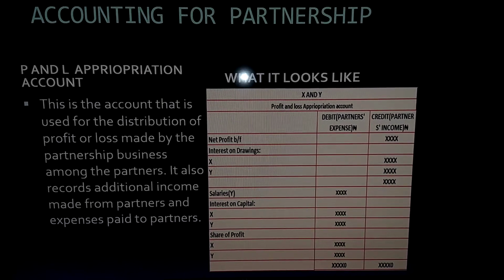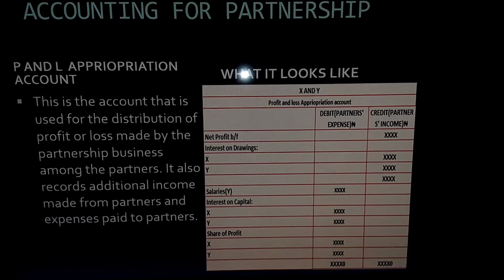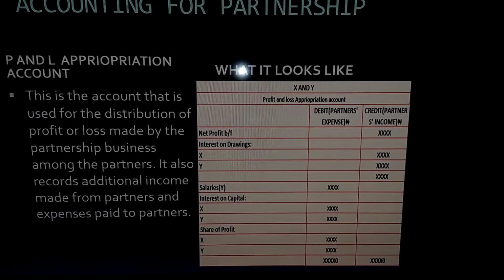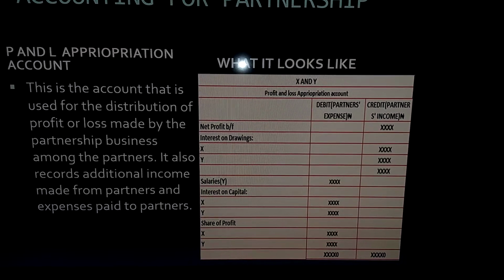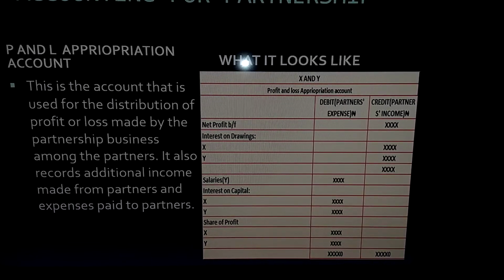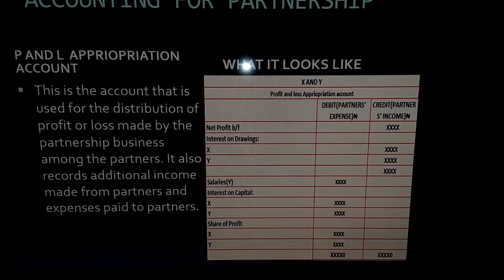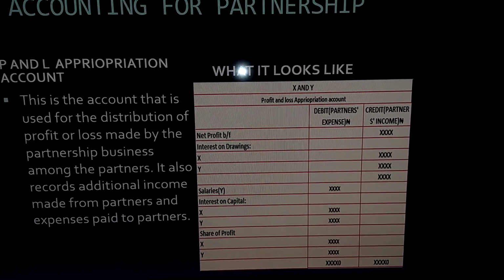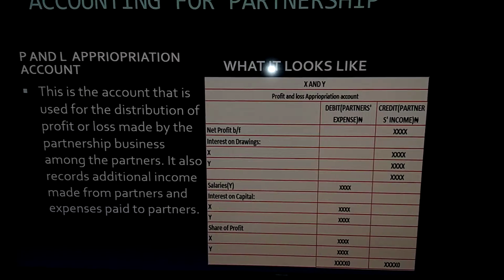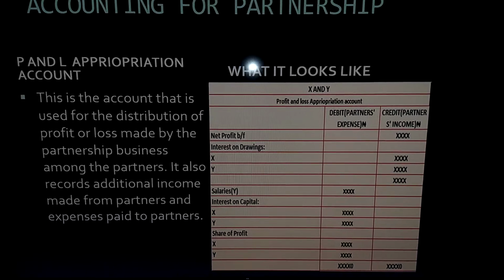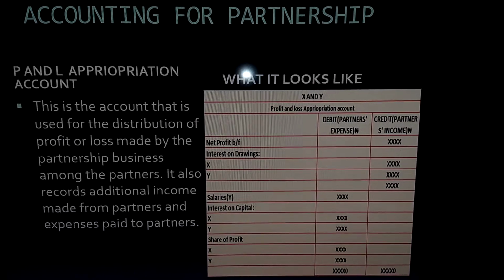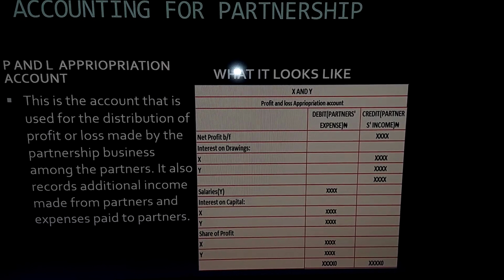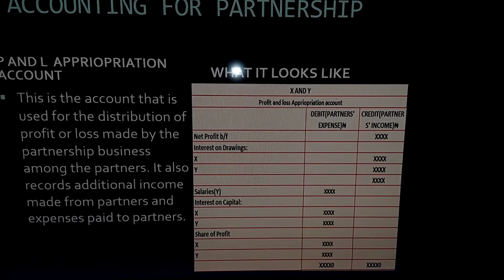So it means that if you withdraw goods worth 1 million for your personal use, it is expected that if you had not withdrawn, and this product were sold, there would have been a profit on the product. So basically, when partners withdraw goods or cash for their personal use, they pay back with interest. So the interest on the drawings is an income to them. So we show that in the appropriation account.